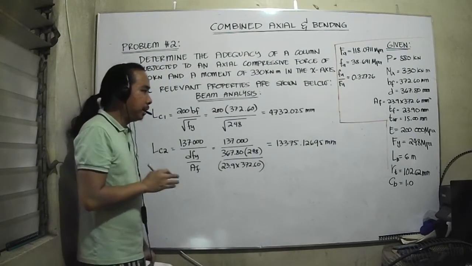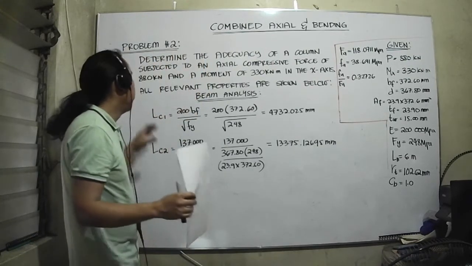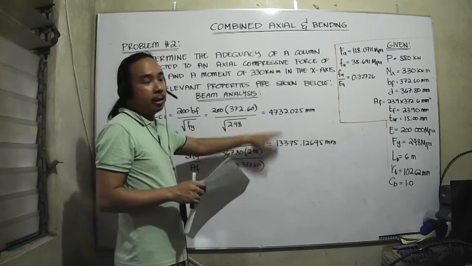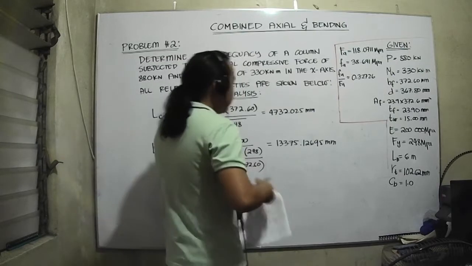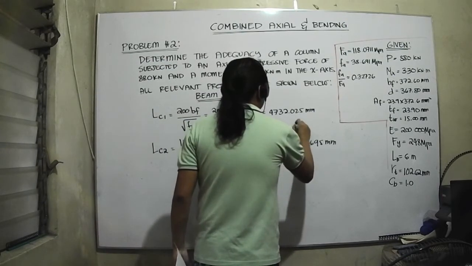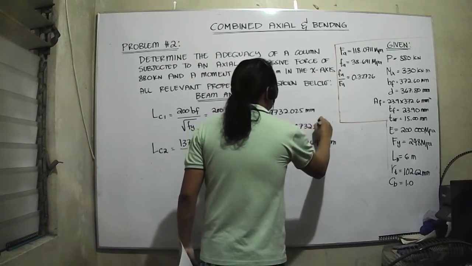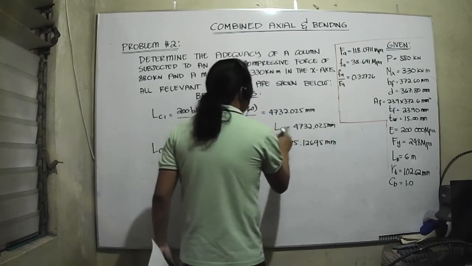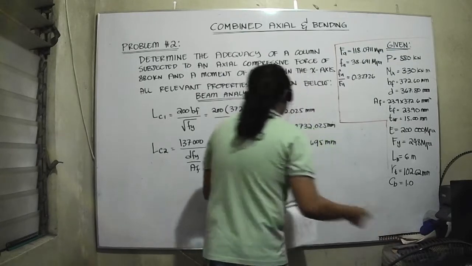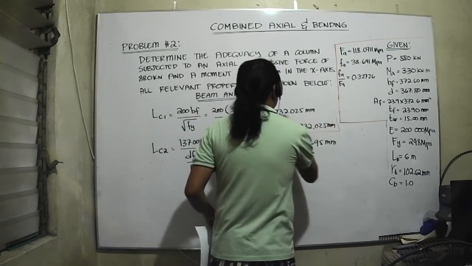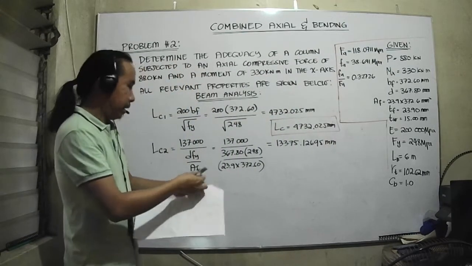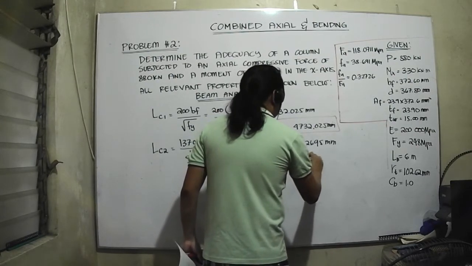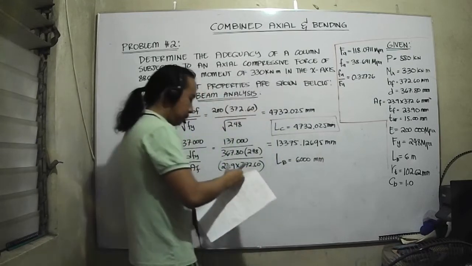Now the condition is, whenever we're calculating the critical braced length, we choose the lower limit, the lower value. So Lc would be equal to 4732.025 millimeters. This is what we will choose. Then we consider the braced length, which is equal to 6,000 millimeters.